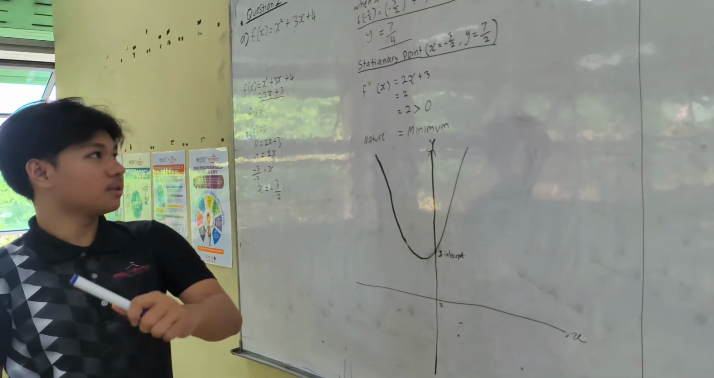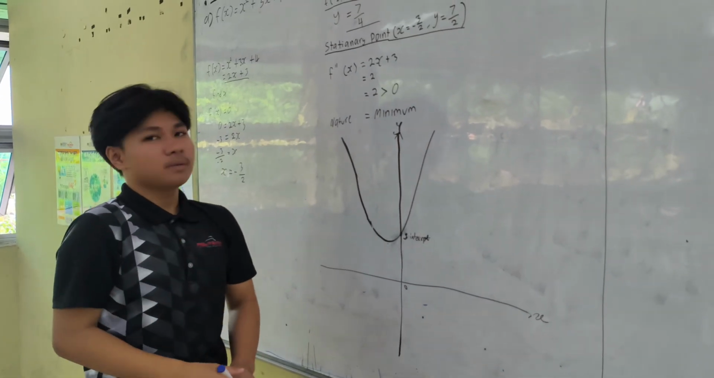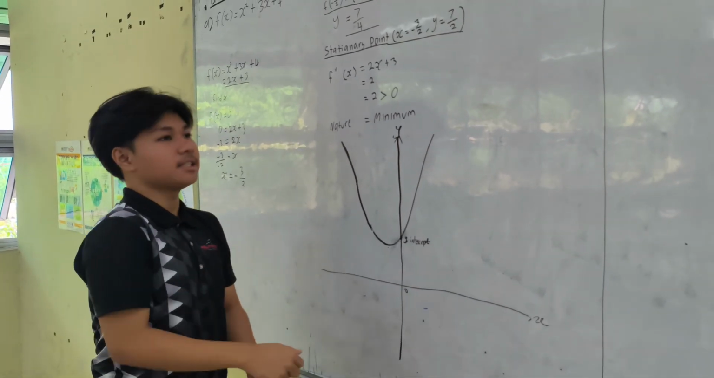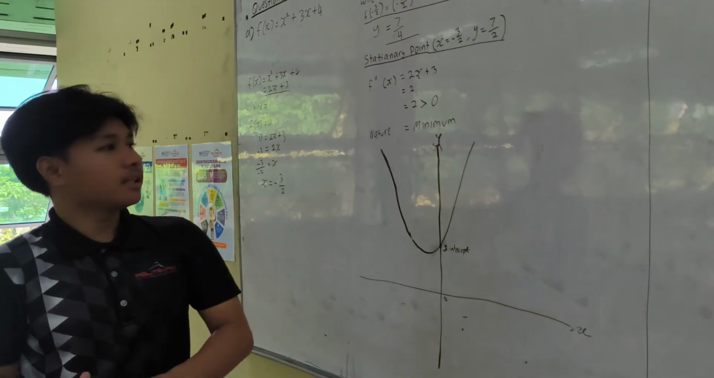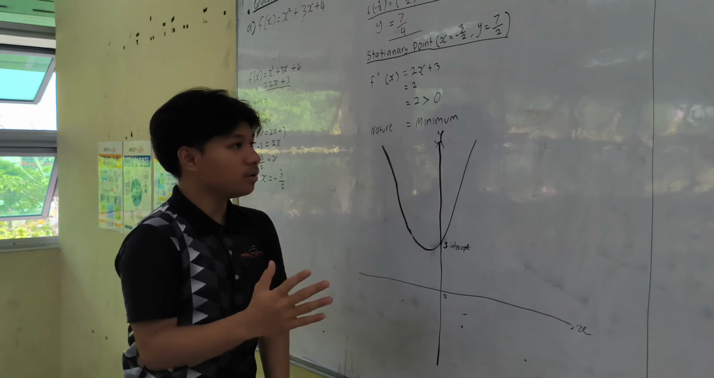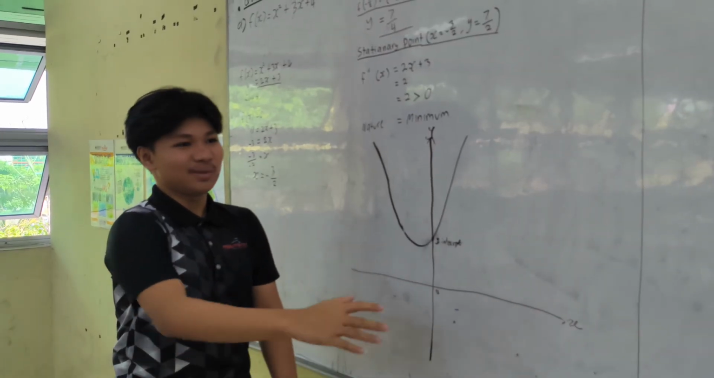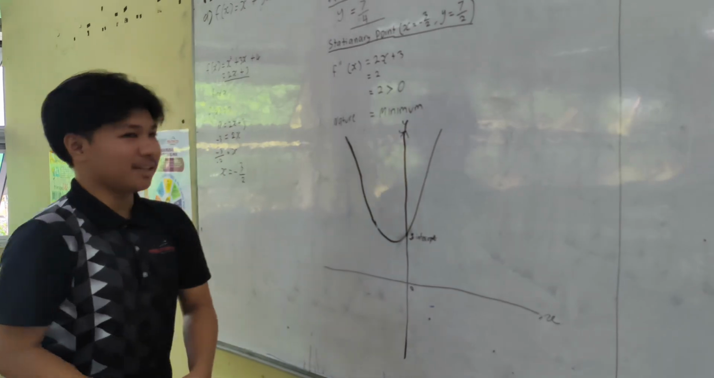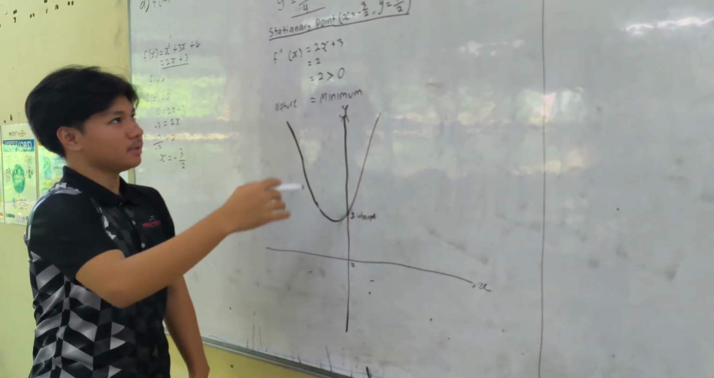Okay, now I will continue. The next step is we need to find the nature. Why do we need to find the nature? Because we want to know how our graph is supposed to look. We want to know whether our graph is a minimum or a maximum.